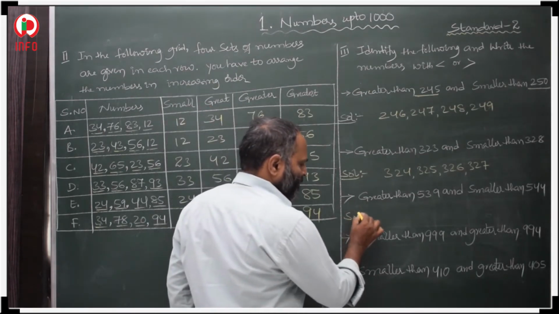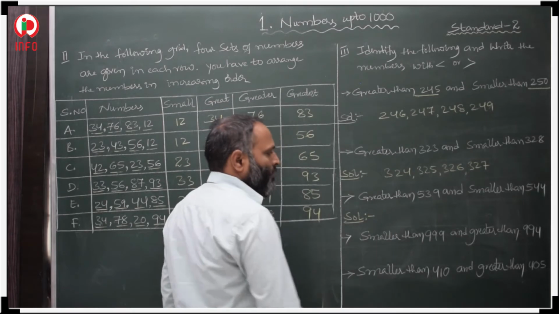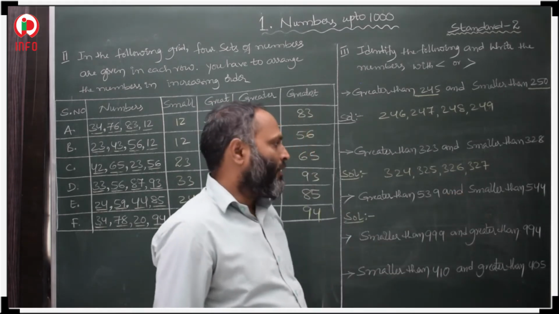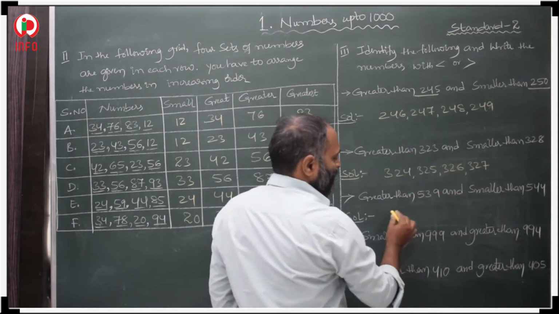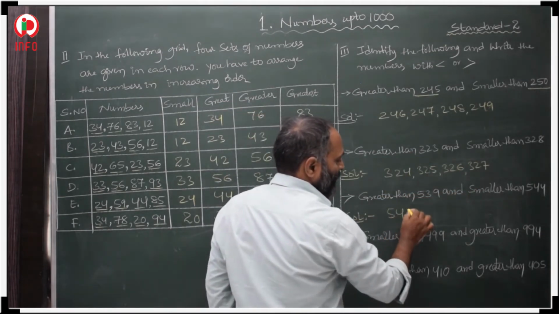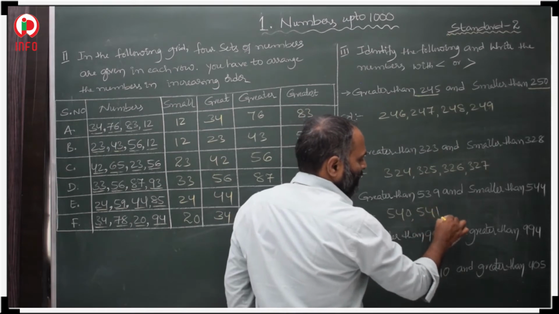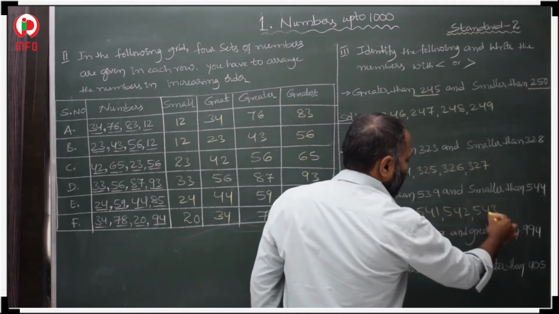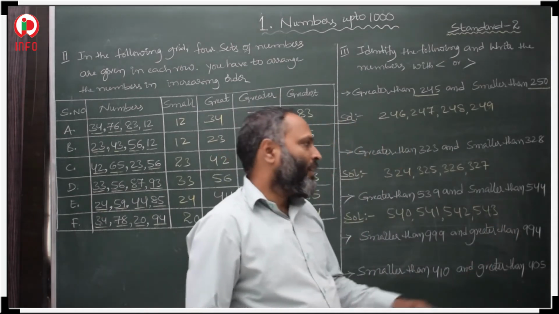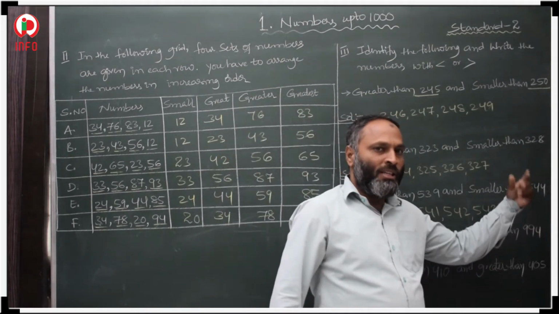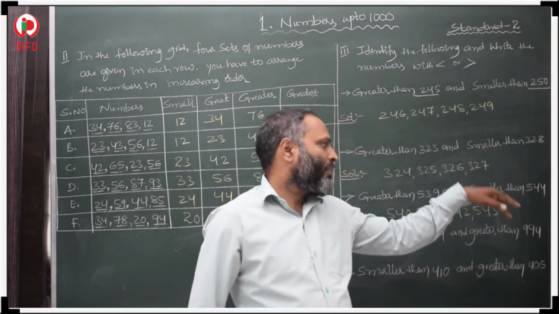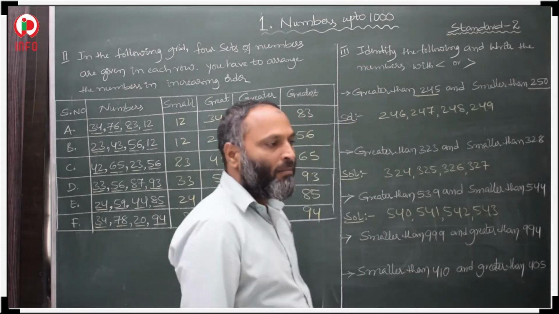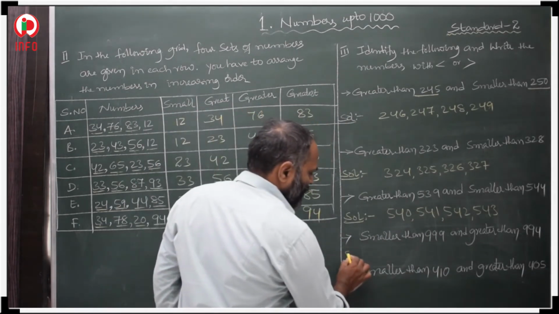Then greater than 539 and smaller than 544. Greater than 539 is 540, 541, 542, 543. Till 543, don't write 544, because we want numbers less than 544. Till 543 we have to write.